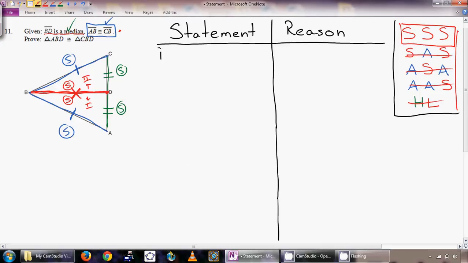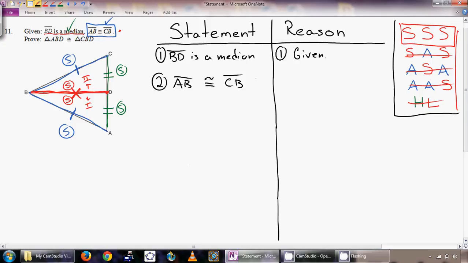I'm going to start with my givens. 1, BD is a median. And how did I know that? Oh, it was given. 2, side AB is congruent to side CB. I'm going to just let myself know that's a side. And what's my reason for stating that? Oh, it's given. Okay? So I've checked that off. I'm going to address these right now, get them out of the way.